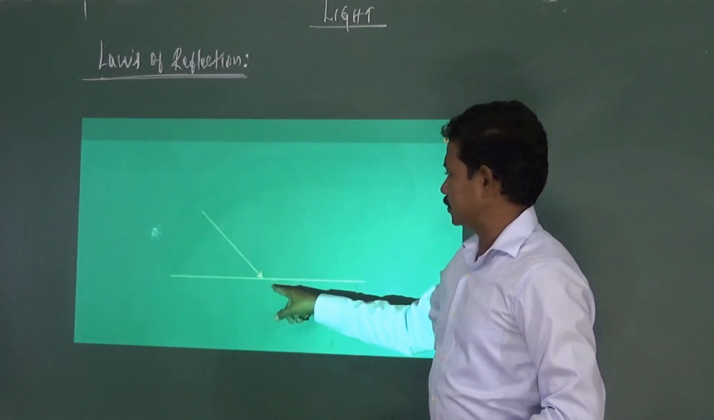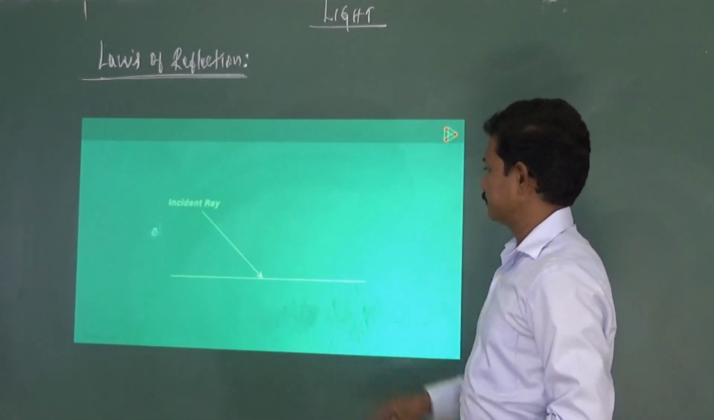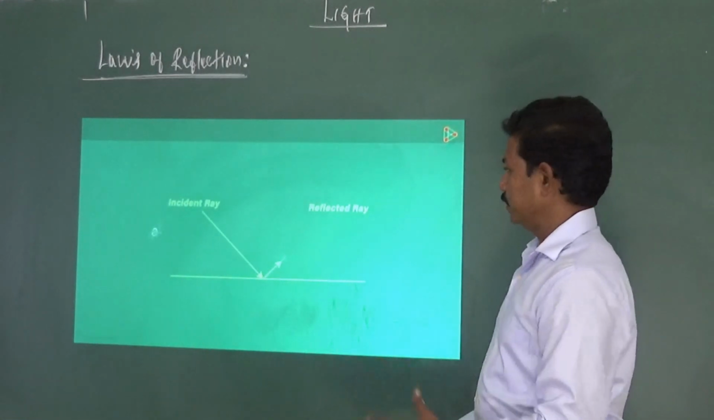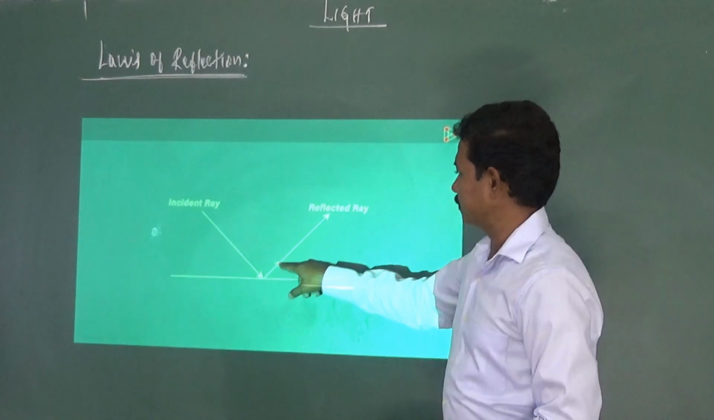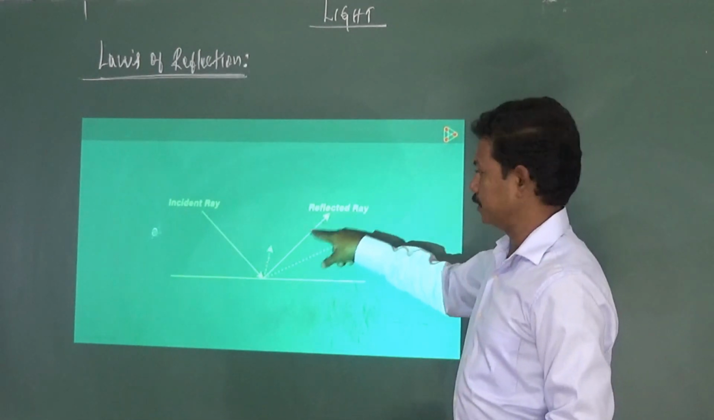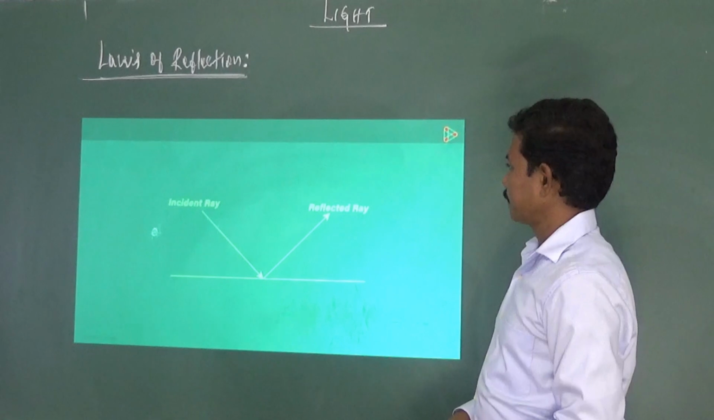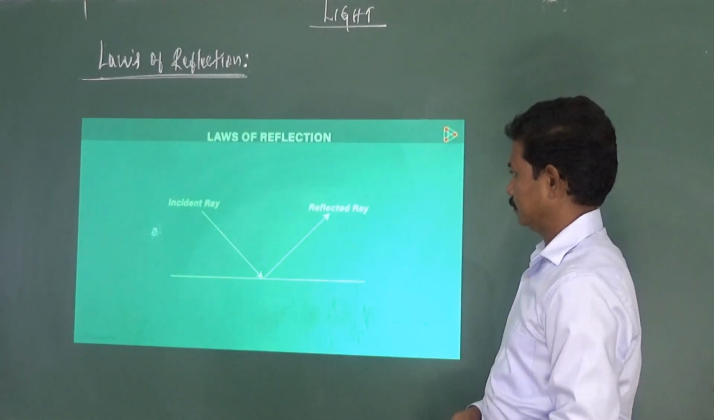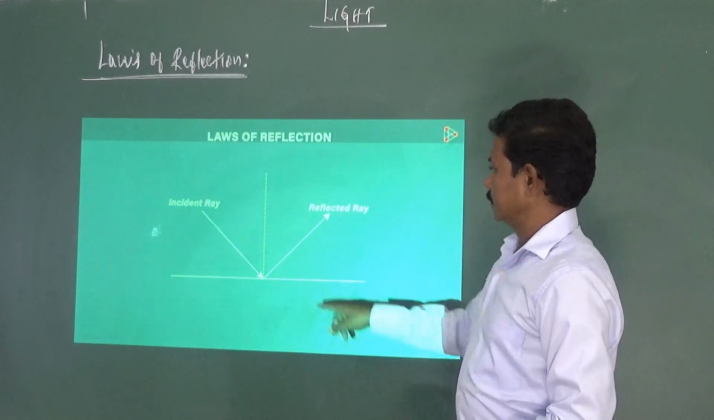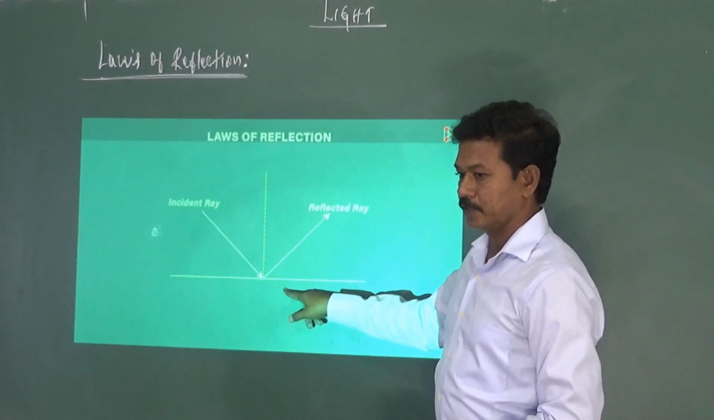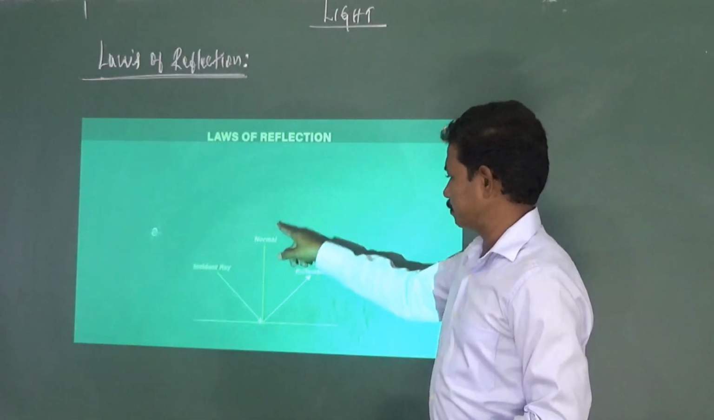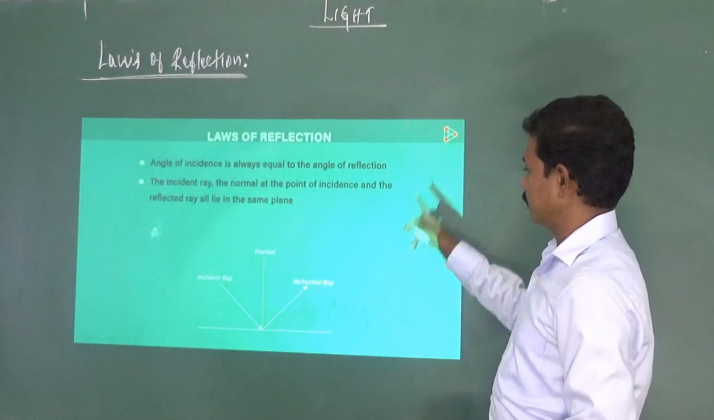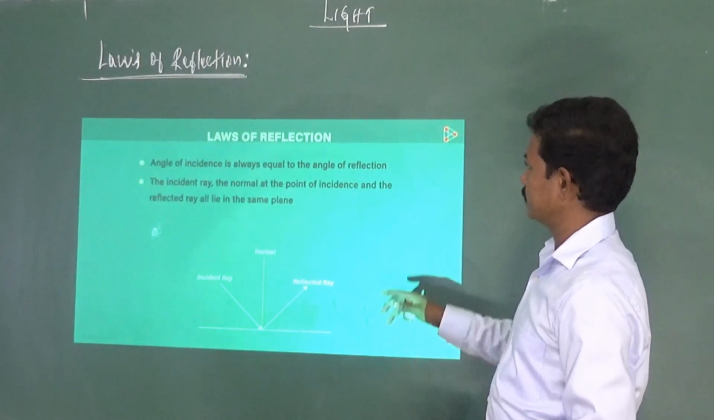So this is the incident ray, this is the mirror here. It is getting reflected at this point. This point is called the point of incidence. After bouncing back from the mirror, the light ray goes away. That is called the reflected light ray. Here you can see the dotted line drawn for the normal. It is always perpendicular to the mirror. So angle of incidence is always equal to the angle of reflection. That is the law.